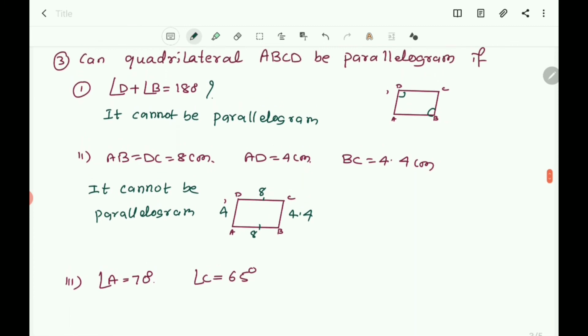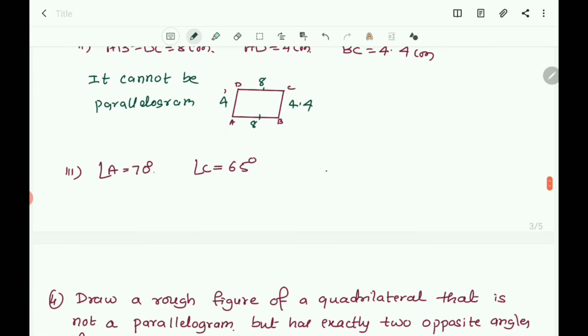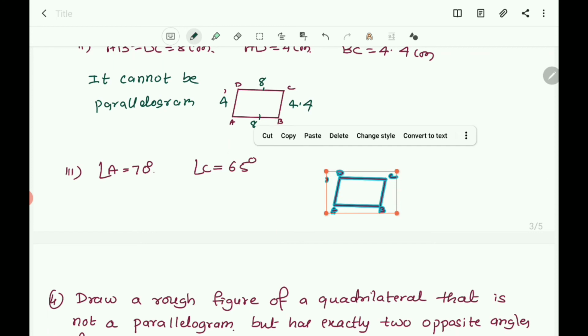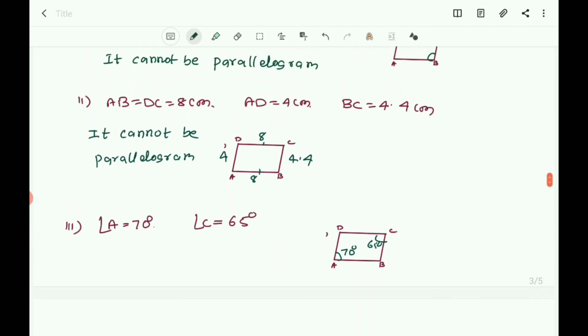Next one, it is given angle A is equal to 70 degrees, angle C is equal to 65 degrees. Angle A 70, angle C 65 degrees. Here also opposite angles are not equal. Therefore, what you can say, it cannot be a parallelogram as opposite angles are not equal.